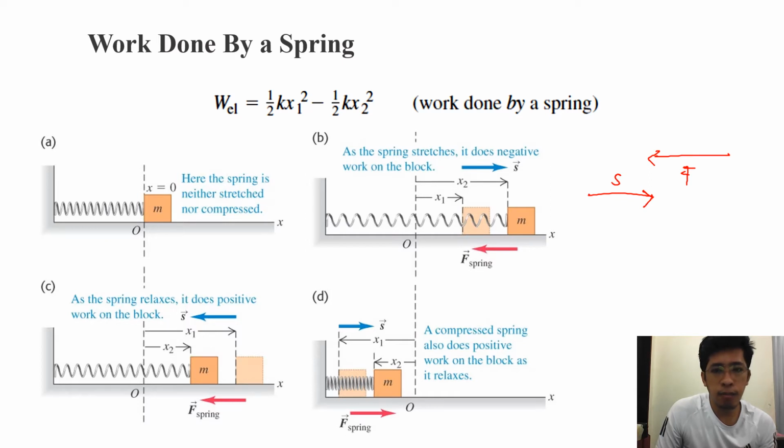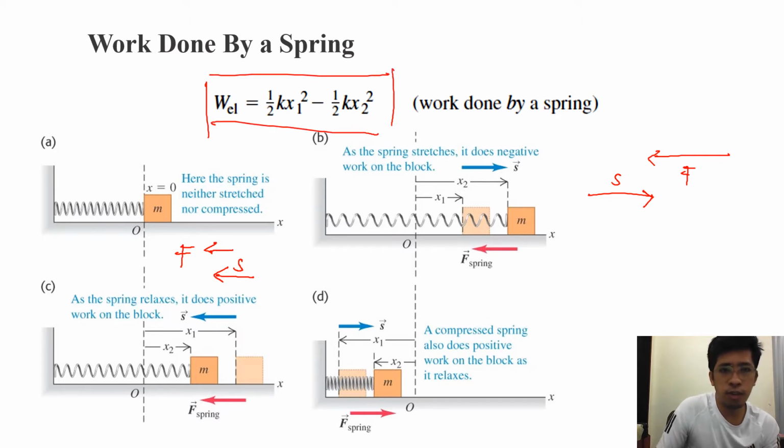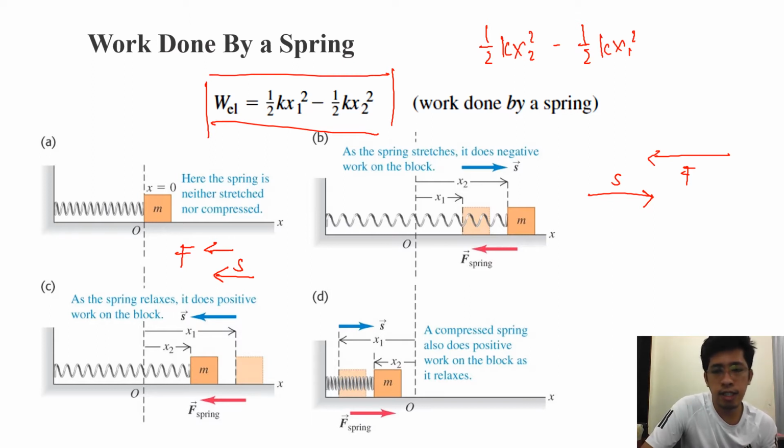When you have a compressed spring, it does a positive work on the block as it relaxes, because this time your displacement moves to your left, and the force of the spring also goes there. So you have here again the work done by a spring. This is different from the work done on a spring, because when you have a work done on a spring, you have 1/2 kx2 squared minus 1/2 kx1 squared. The discussion about this is available on lecture 6 of this course. So this is the work done on a spring.